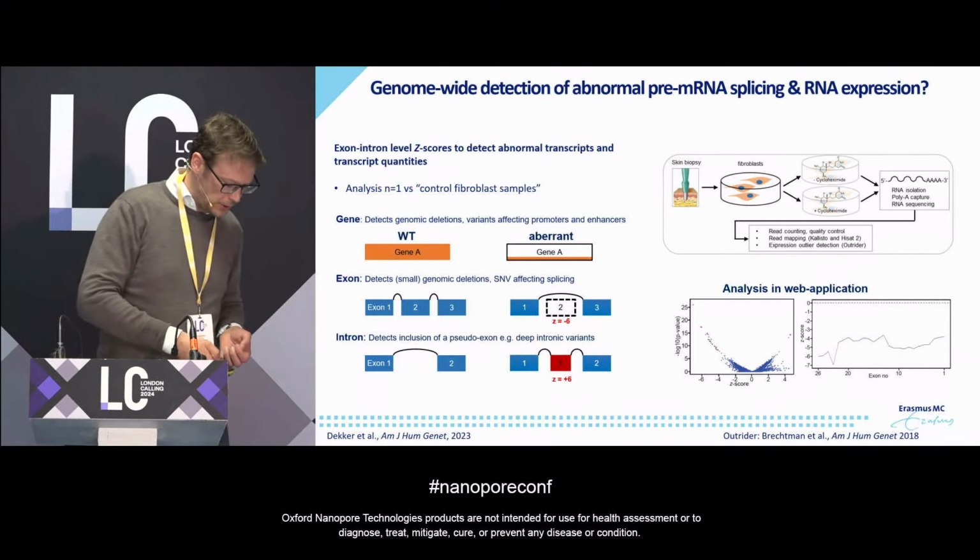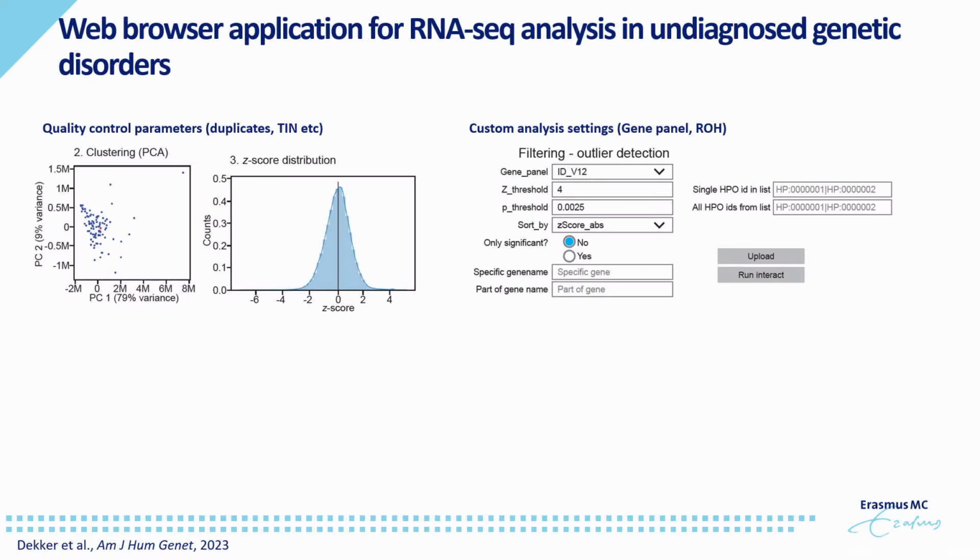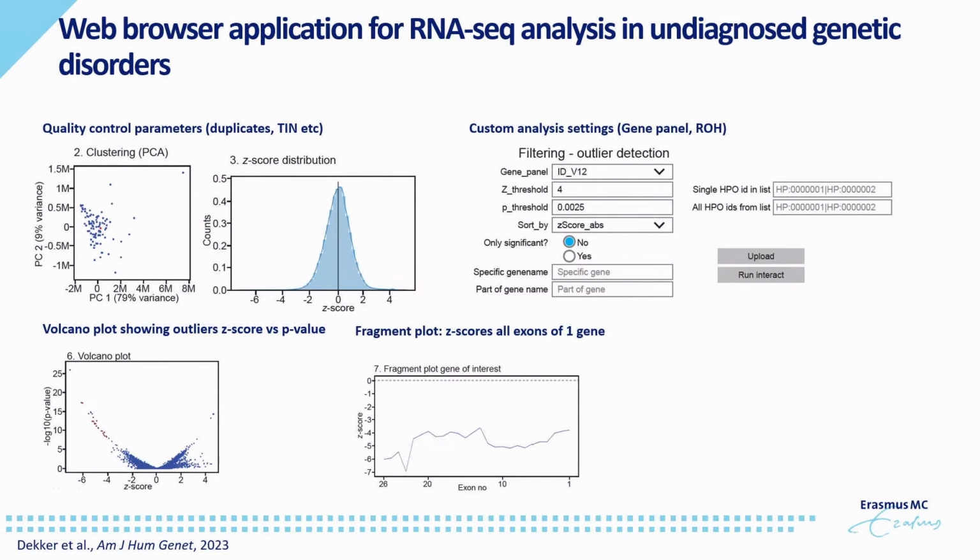And then we get nice plots like this for a patient. We can look at quality parameters. We can select the panel that we're interested in, for example, an intellectual disability panel. And then we can look at these volcano plots. These are very helpful to show which genes are most significantly downregulated or which exons are most significantly downregulated. Once we pick a gene like that, we can look at other plots to see what is going on there, for example, if all the exons are down or only one exon is downregulated.